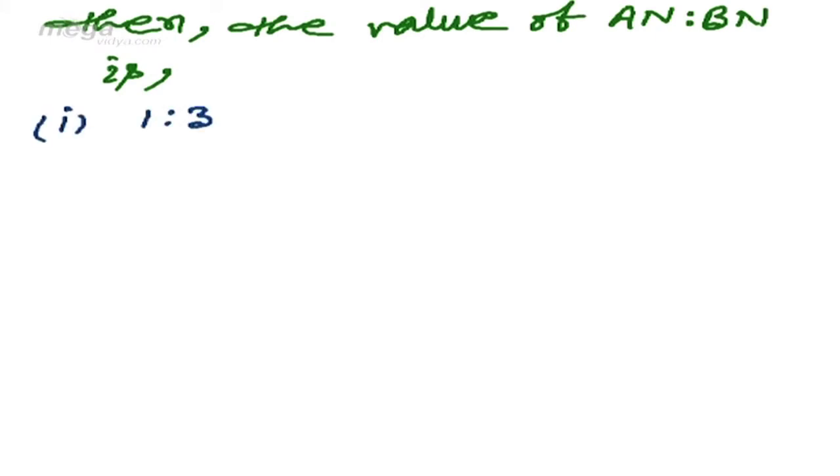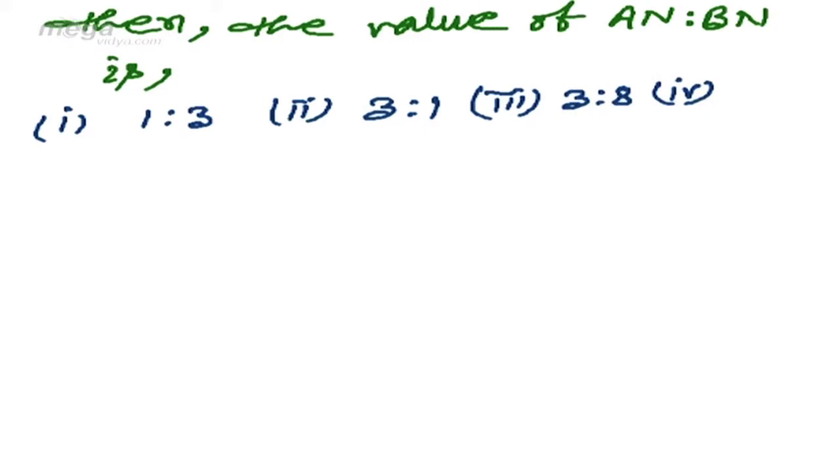and your options are: the first, 1:3; the second, 3:1; the third option is 3:8; and the fourth option is 4:3.